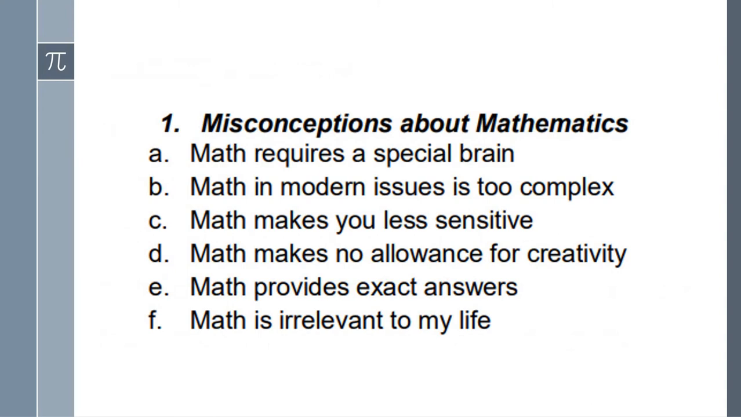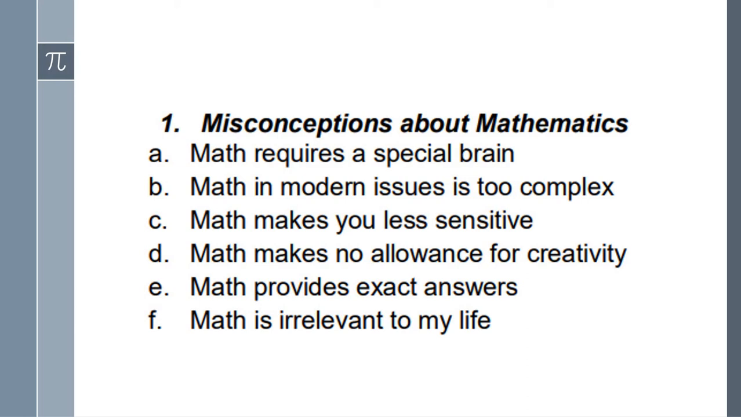So these are the misconceptions about mathematics, something that we should not entertain. They say math requires a special brain. No, there's no such thing as a special brain. Your brain is just the same as the others. So it doesn't need a special brain because all of us have equal brains. It's just that our inclinations are different.